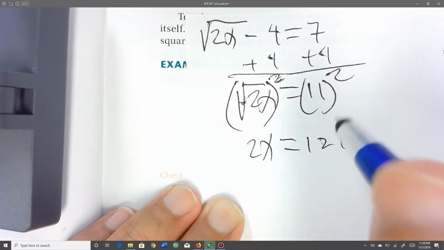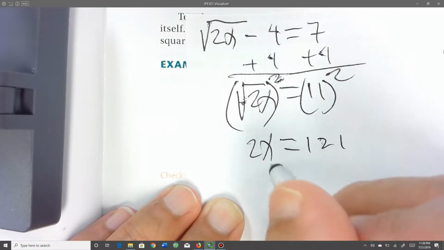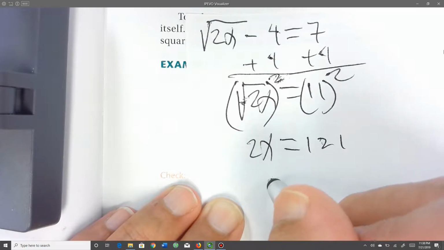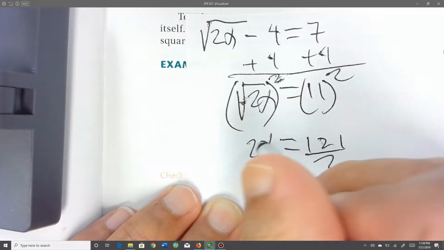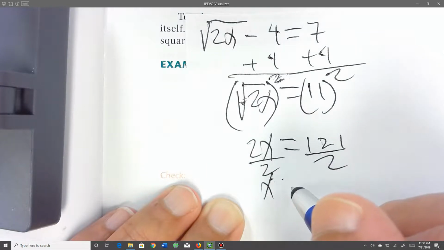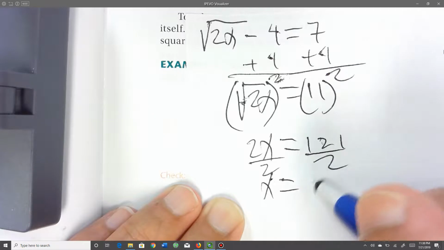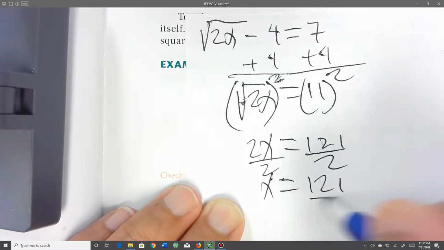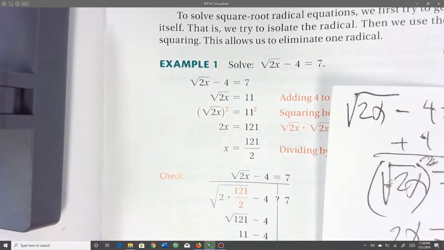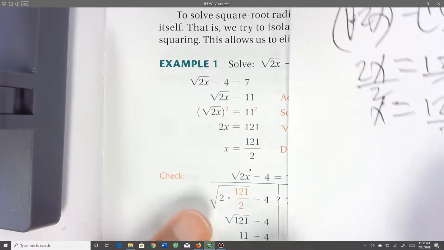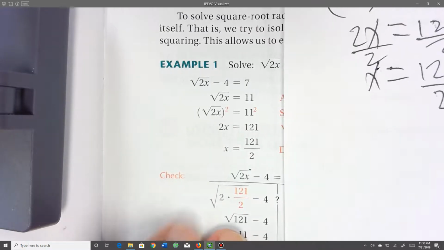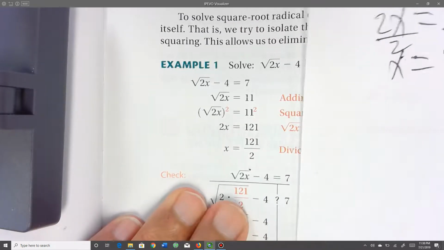And then x, if I did everything correctly, well, here divide by 2, it's the multiplication principle, and then I'd end up with 121 over 2. That's strange. Yeah, that should be the answer. 121 over 2.